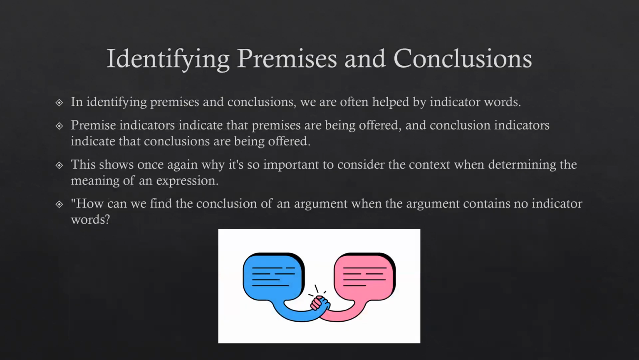Identifying premises and conclusions. Indicator words are words or phrases that provide clues that premises or conclusions are being put forward. Premise indicators indicate that premises are being offered, while conclusion indicators indicate that conclusions are being offered. Common premise indicators include since, because, for, given that, seeing that, considering that, inasmuch as, and in view of the fact that.